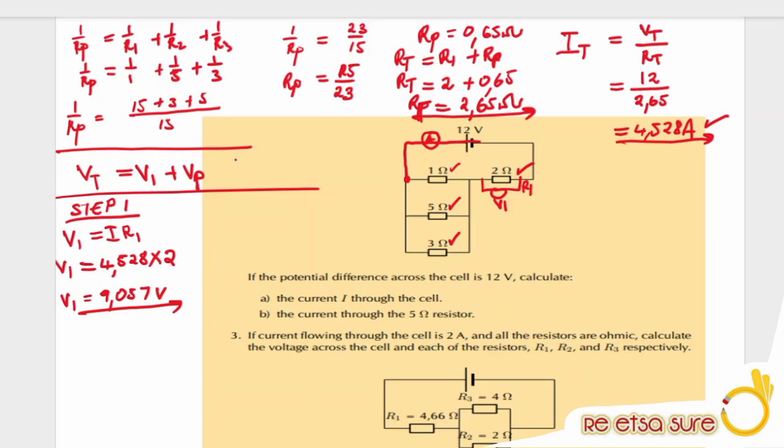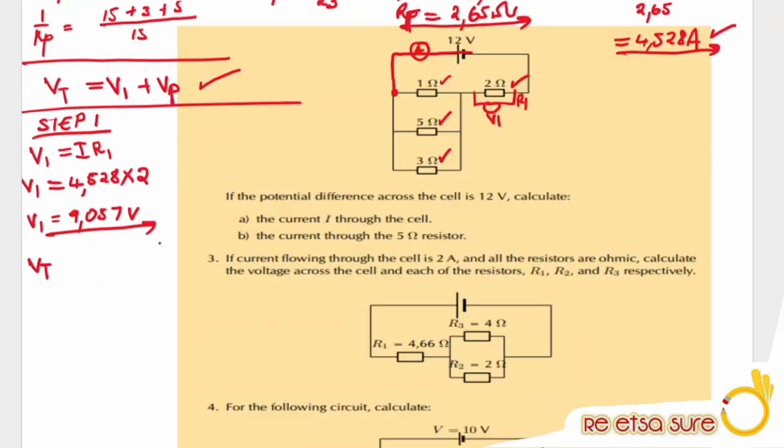And then what is my V parallel? I will use this equation to determine the V what? The V parallel, by saying that V total, which is the V of the cell, is equal to V1 of the resistor that is in series plus V what? V parallel. What is our V total? Our V total is the V of what? Of the circuit, which is 12 V, which is equal to our V1, the V of this resistor, something like 9,057 plus our VP, we don't know.